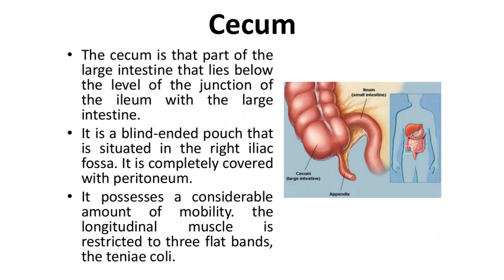The cecum is the part of the large intestine that lies below the level of the junction of the ileum and the large intestine. It is a blind-ended pouch that is situated in the right iliac fossa and is completely covered with peritoneum. It possesses a considerable amount of mobility. The longitudinal muscle is restricted to three flat bands, the tenia coli.